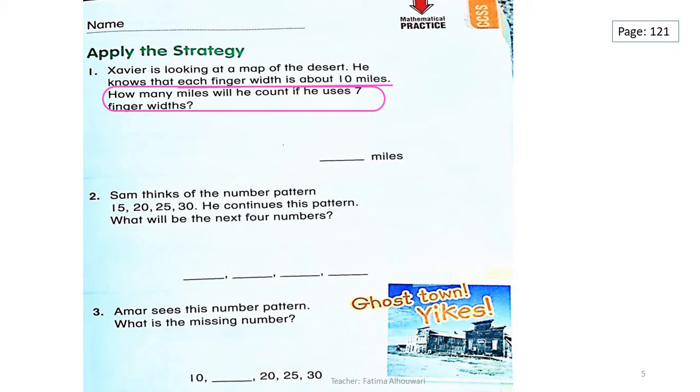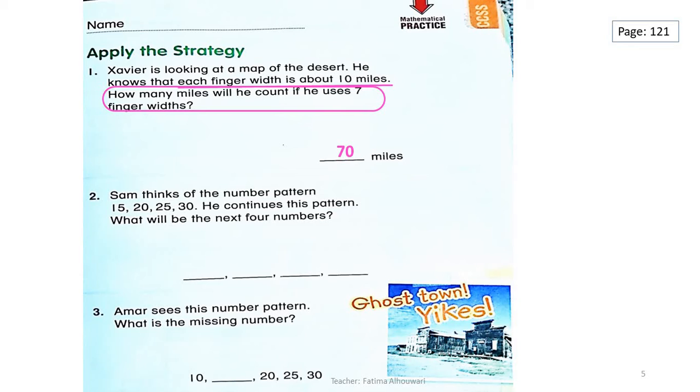We can use the patterns and skip count. Each finger width represents 10 miles. So, if he uses 7 finger widths, how many miles will he count? We have 7 fingers. We can count up like this: 10 for the first finger, 20, 30, 40, 50, 60, and 70. Excellent, grade 2. So the answer is 70 miles.